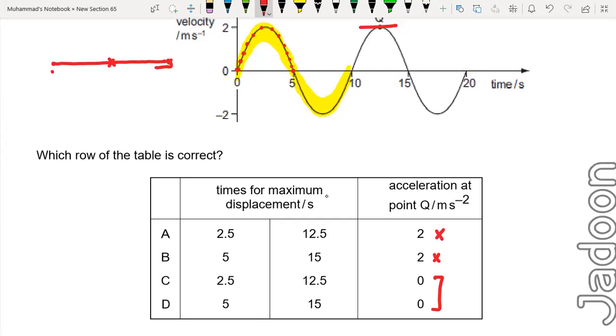So maximum displacement is, you can see the velocity is increasing. It is moving in the same direction, moving away from that point. So at 5 seconds, its displacement is maximum. Then it moves towards the same point. Then it is at the same point at 10 seconds. Then it moves in the opposite direction, and it has maximum displacement at 15. So that's why D is the correct option.